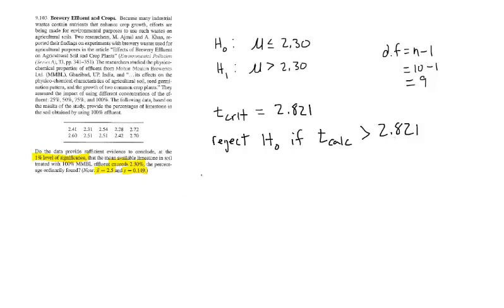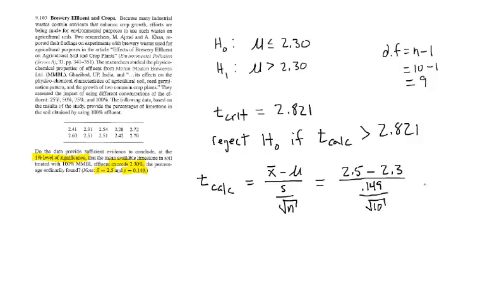And now that we've found our critical value and set up our rejection regions, we want to find our T-calc. So T-calc is equal to x bar minus mu divided by S divided by the square root of n, and that is equal to x bar was 2.5 minus mu, which was 2.3, divided by S, which was 0.149, divided by the square root of 10. And when we put this in our calculator, we find that it's 4.245.